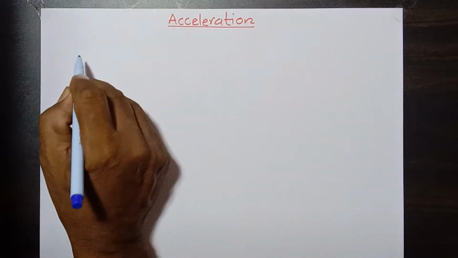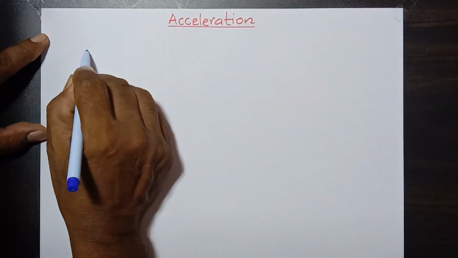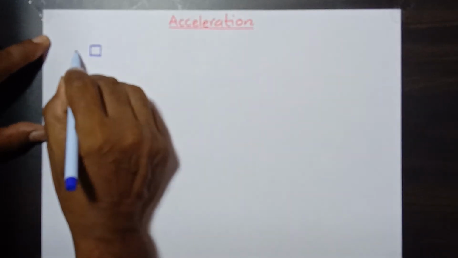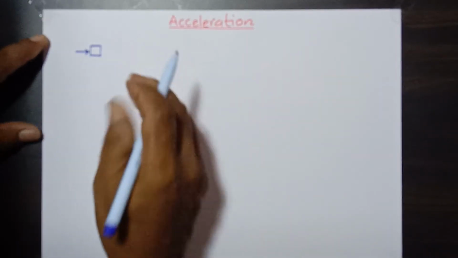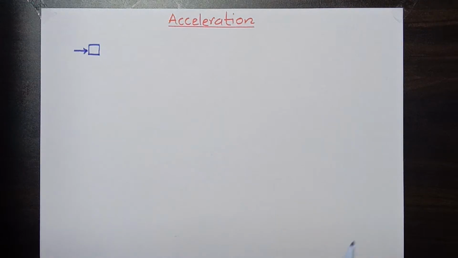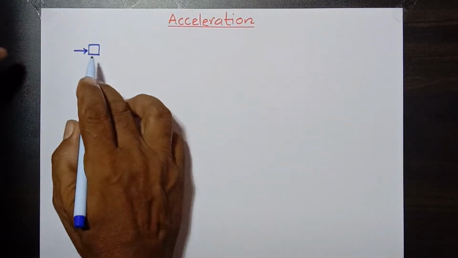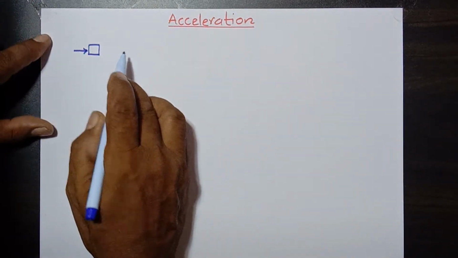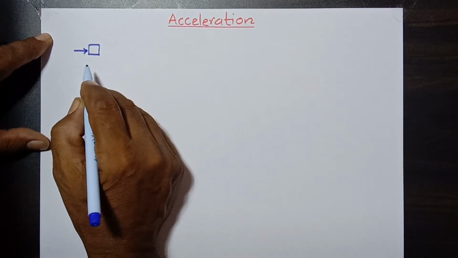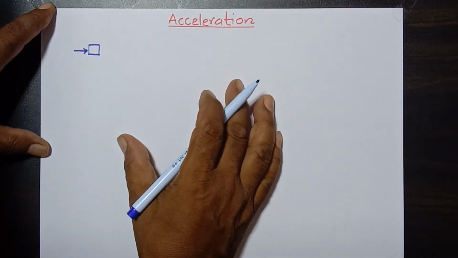When a force is applied on a body, let's say this is a body, then what happens? Now, the question is what happens? All of us know that the body moves. But what kind of motion is produced on this body? Now, I want to talk about this.